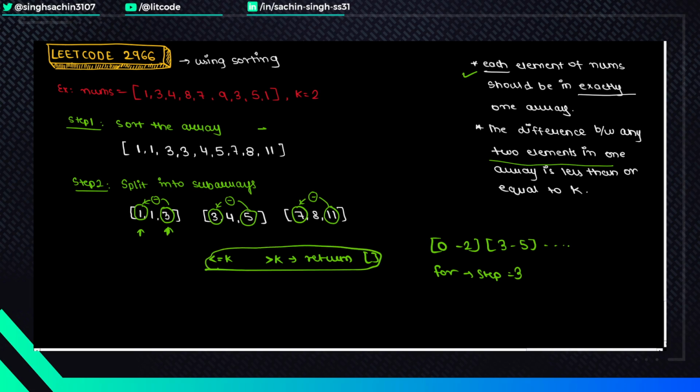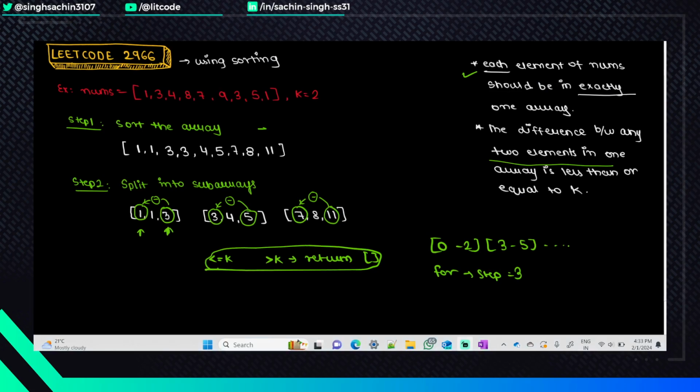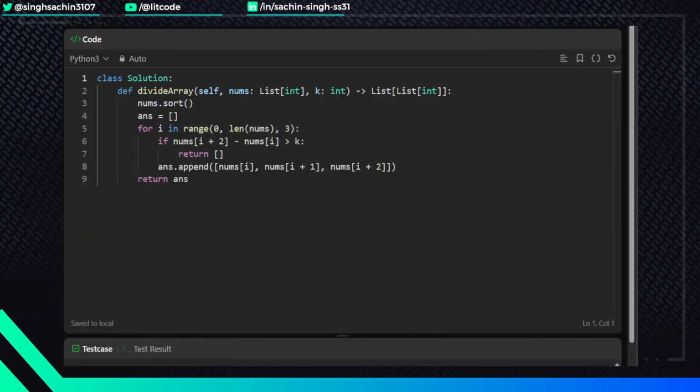So let's check out the code which we'll be using to solve this question. This is a simple code. We are first sorting the array which we have received, so we'll get a sorted array after this line, and we have initialized an empty array in which we will be storing the answers. Now we are running a loop from 0 to the length of nums, and as we talked about in the explanation, we take the step as 3 because we want subarrays of length 3, right?